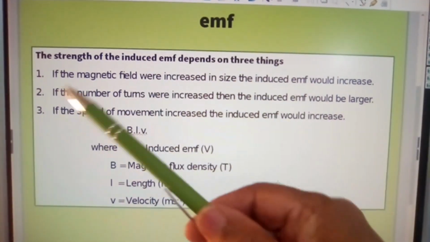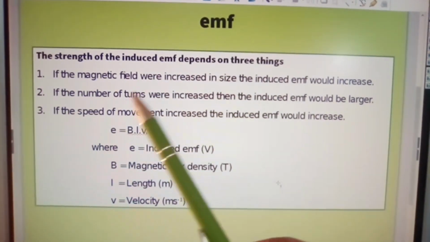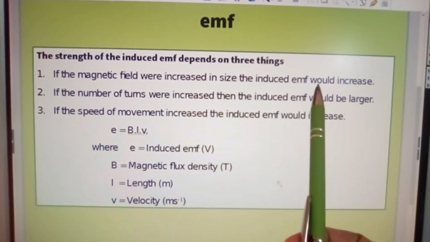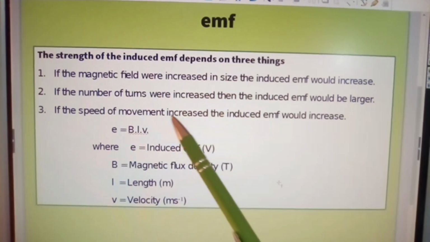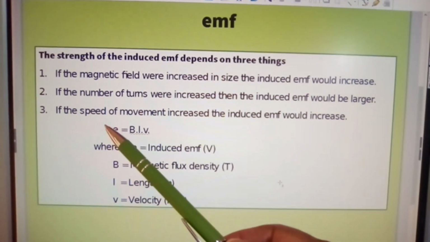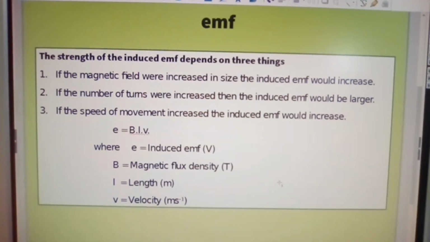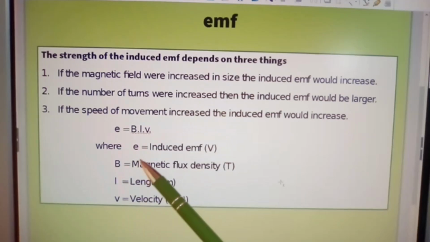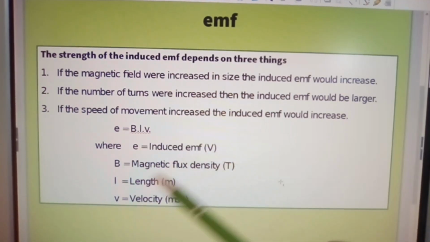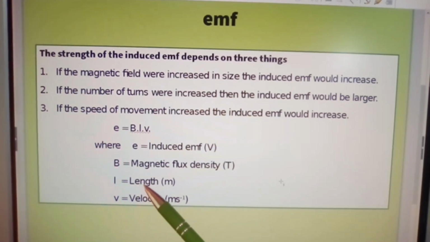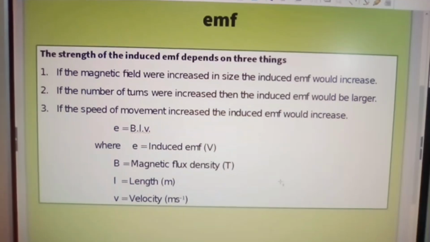The strength of the induced EMF depends on three things. If the magnetic field were increased in size, the induced EMF would increase. If the number of turns were increased, then the induced EMF would be larger. If the speed of movement increased, the induced EMF would increase. E equals BLV, where E equals the induced EMF in volts, B equals the magnetic flux density in tesla, L equals the length in meters, and V equals velocity in meters per second. Okay?